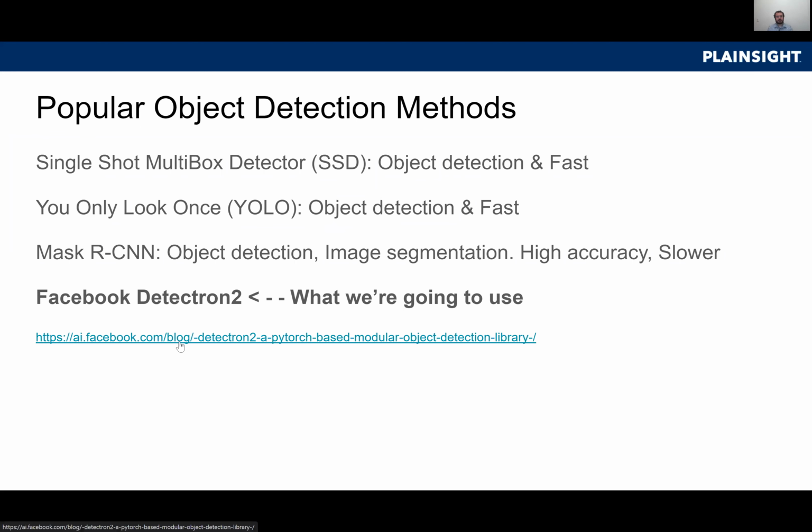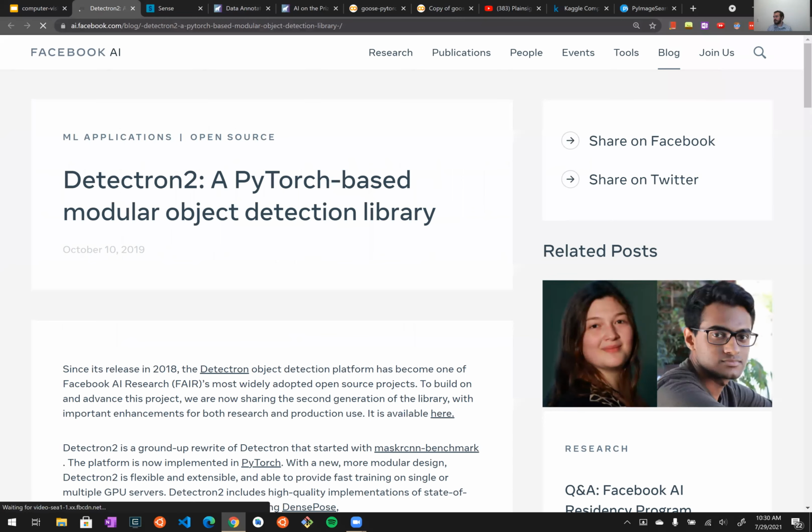And then today, we're going to actually train something called Facebook Detectron 2. This is what we're going to use today. It's a fork of Mask RCNN.